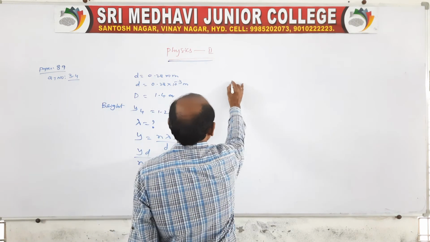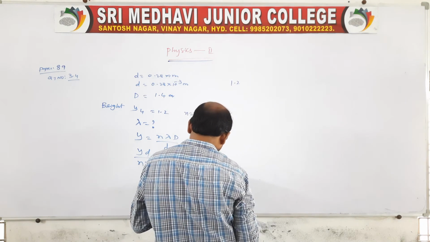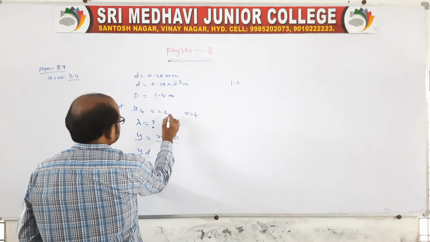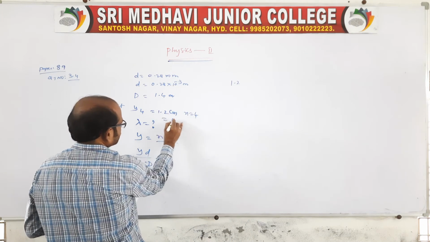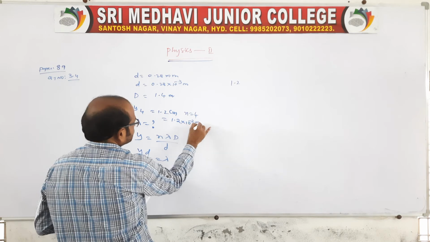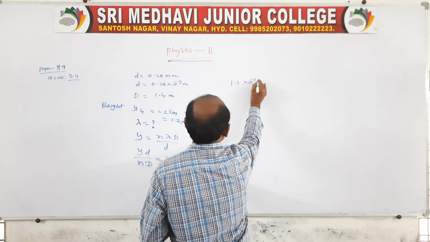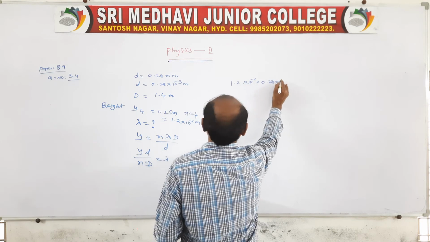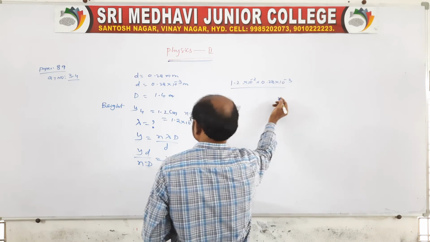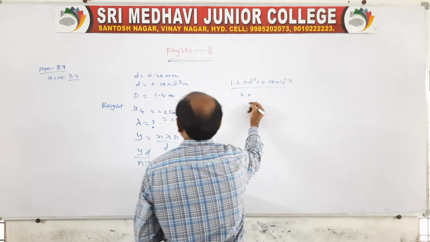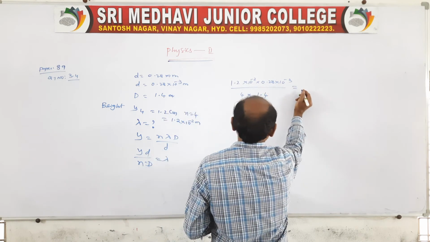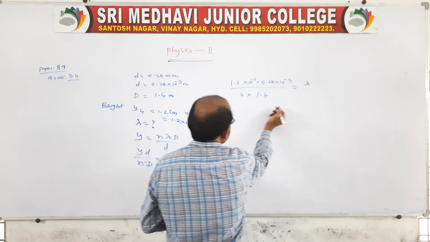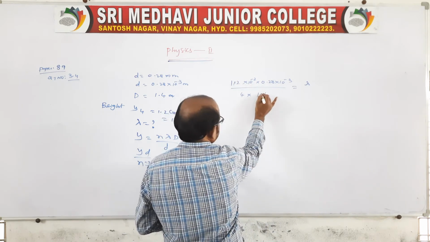Y is given as 1.2, in centimeters, so you convert it into 1.2 into 10 power minus 2 meter. So 1.2 into 10 power minus 2, and small d is 0.28 into 10 power minus 3, divided by n which is 4 into capital D which is 1.4, is equal to lambda. The wavelength is what is being asked. Better you do it like this, it cancels.